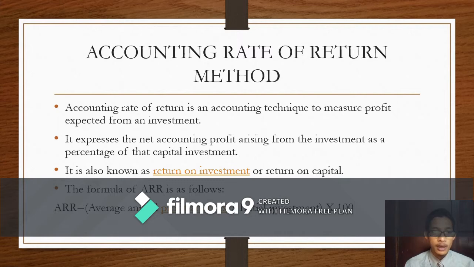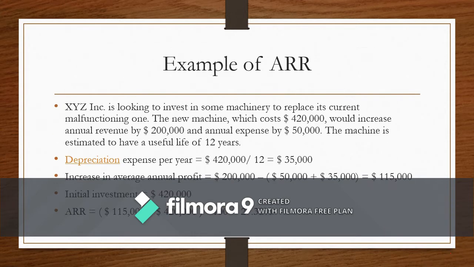The formula of ARR, which is accounting rate of return, is as follows. ARR equals (average annual profit after tax divided by initial investment) times 100. Example of ARR. XYZ Incorporation is looking to invest in some machinery to replace its current malfunctioning one. The new machine, which costs $420,000, would increase annual revenue by $200,000 and annual expense by $50,000. The machine is estimated to have a useful life of 12 years.